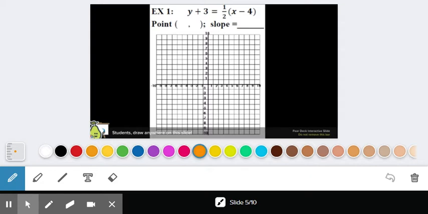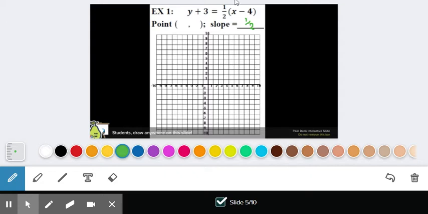So first step, we need to pull out our point and our slope. The slope is the easy thing to point out. It's always going to be the thing that's being multiplied by the x value, which in this case is going to be 1/2. So our slope for this one is going to be 1/2.